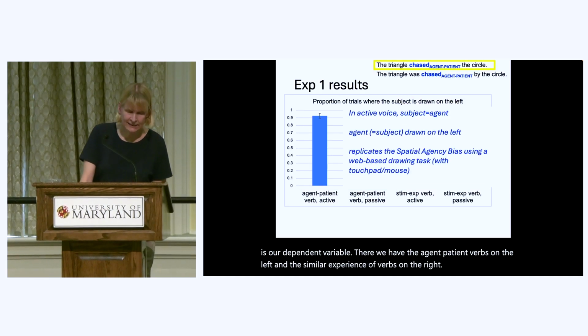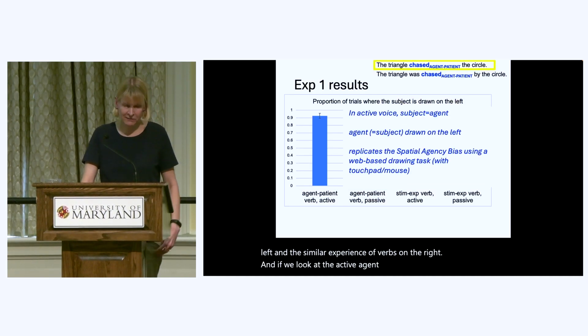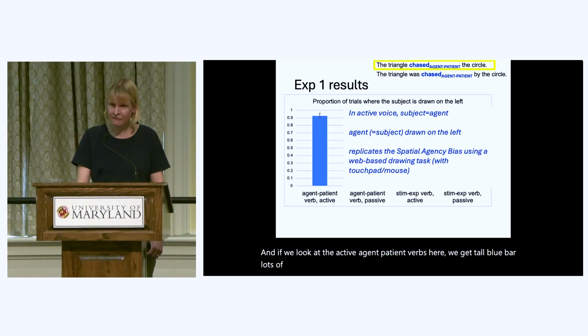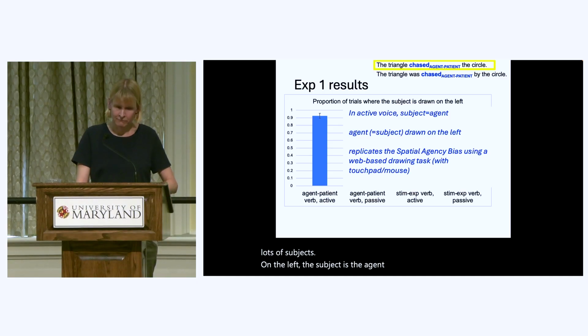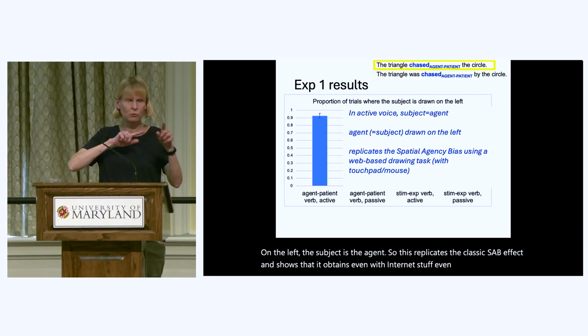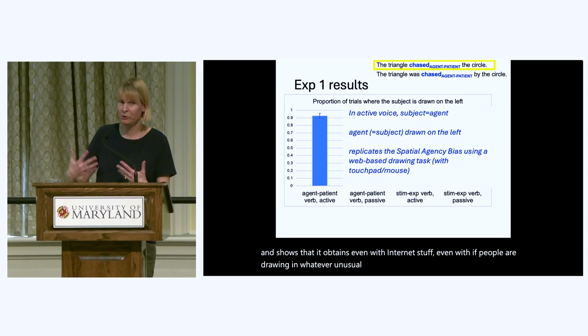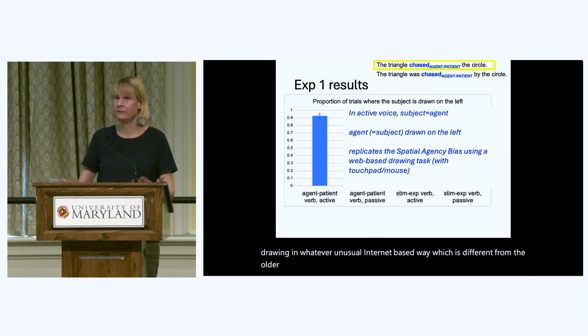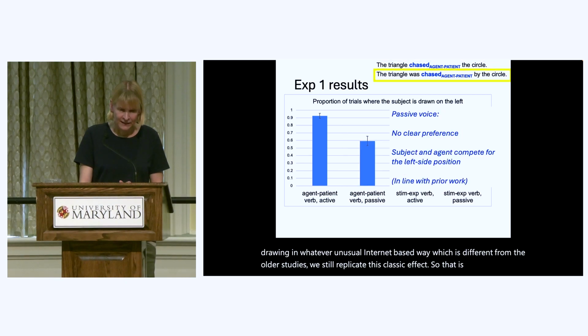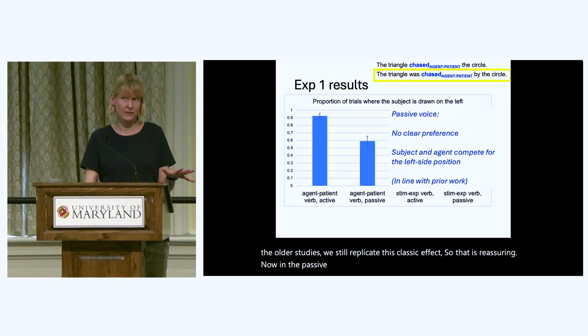And if we look at the active agent-patient verbs, here we get a tall blue bar, lots of subjects on the left. The subject is the agent, so this replicates the classic SAB effect and shows that it obtains even with internet stuff, even if people are drawing in whatever unusual internet-based way, which is different from the older studies. We still replicate this classic effect. So that is reassuring. Now, in the passive voice, here we're at chance.